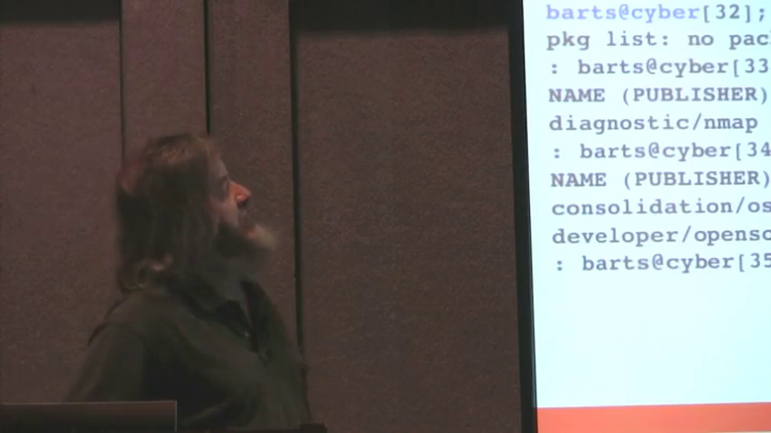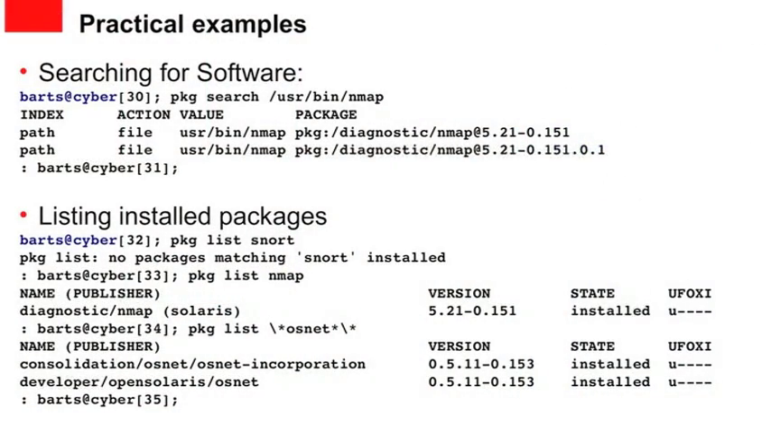So here's an example of some of the searching commands that we can do. I was looking for nmap, and I gave it a path name, because I happen to know its name is nmap, and it found it in these two places. The way my system was configured, both of those two versions could be installed. One of the Solaris Express candidate releases is available as well. And that's what the search was doing.